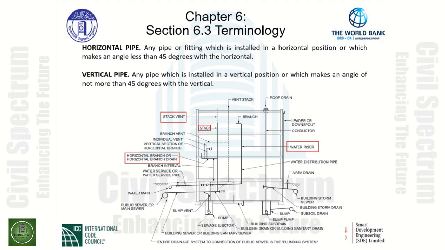A vertical pipe is any pipe which is installed in a vertical position or which makes an angle of not more than 45 degrees with the vertical. Again, looking at our drawing, we have a pipe called a water riser. We can see the water riser is a vertical pipe, as well as the stack indicated on the left-hand side of the drawing. The stack and the stack vent, which rises above the stack, are vertical pipes, and they meet the definition accordingly.